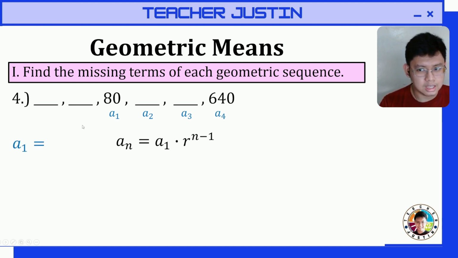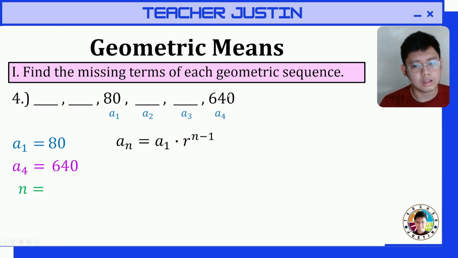So, dito sa ating in-establish, our first term is 80. Our last term, the fourth term, is 640. And the number of terms will be, bilangin natin yung number of terms from 80 to 640. So, 80, that will serve as 1, 2, 3, and 4. So, pang-apat si 640. Now, kompleto na yung ating given. Let's substitute them to our formula to solve for the value of r.